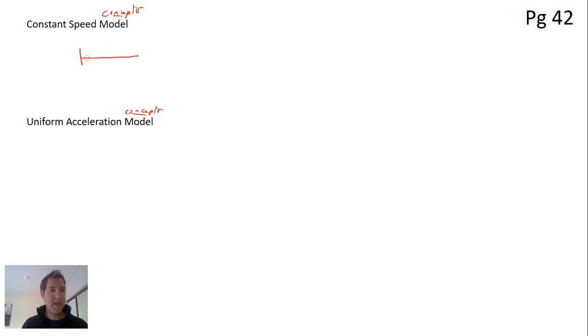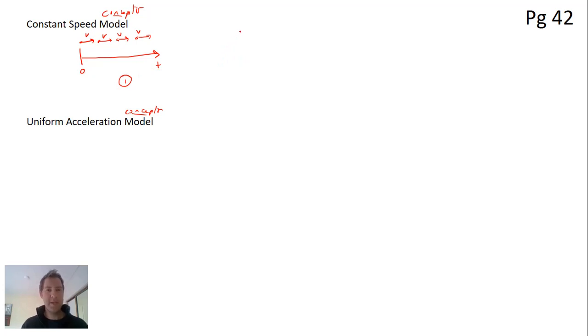The first is that we have a motion map. And so something moving at a constant speed has even gaps every second and the same size velocity arrow. Velocity, velocity, velocity, velocity. That's one way to describe something with constant speed.